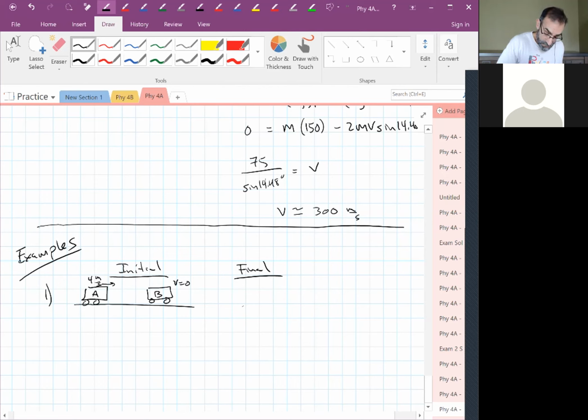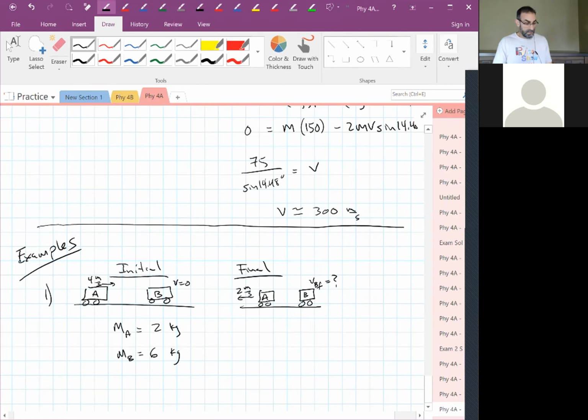And at the end, A is bounced backwards. And B, we want to know, what is B doing? VB final, what is it? We have to know the masses, don't we? Mass of A, let's go with 2 kilograms. And the mass of B, how about 6? Okay. So first thing we're going to do, find the final velocity of block B.